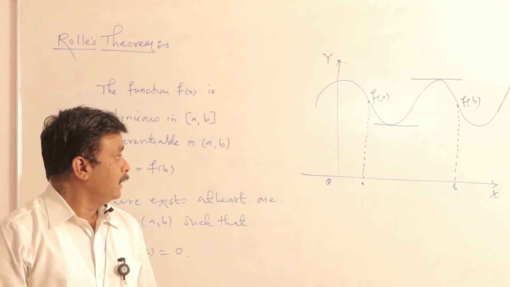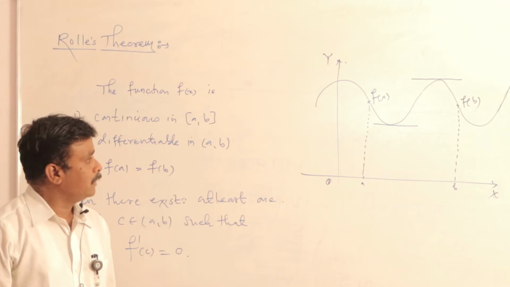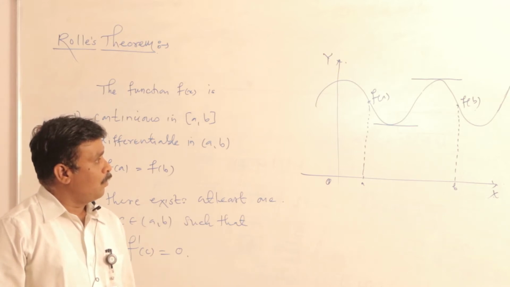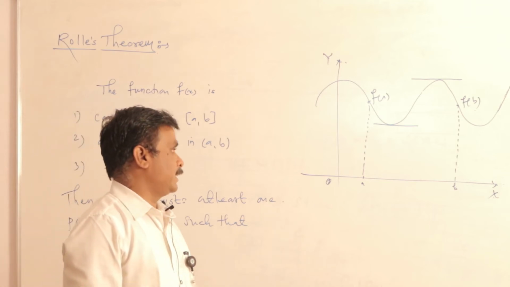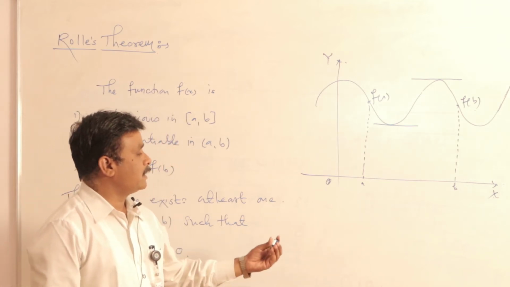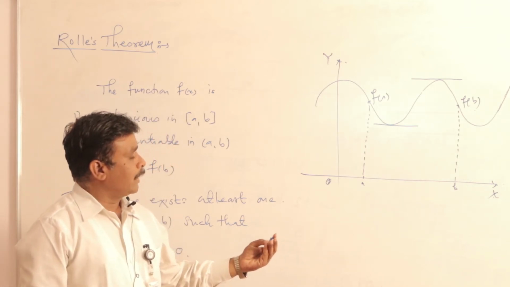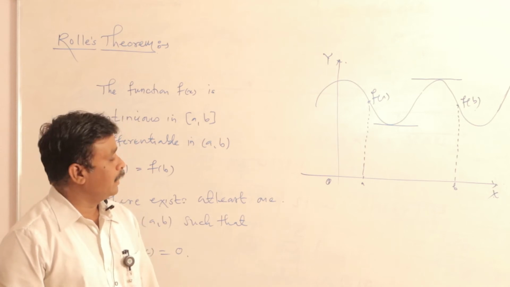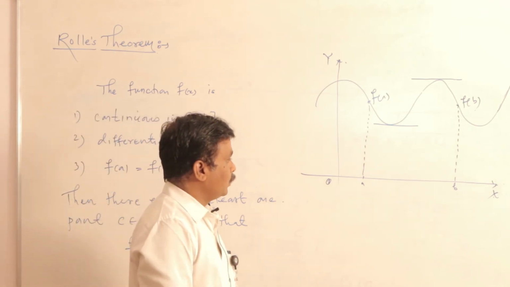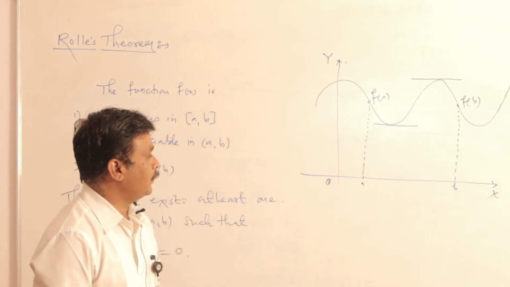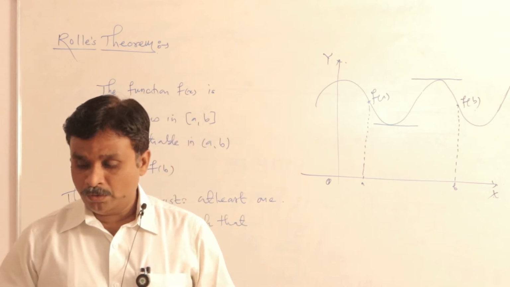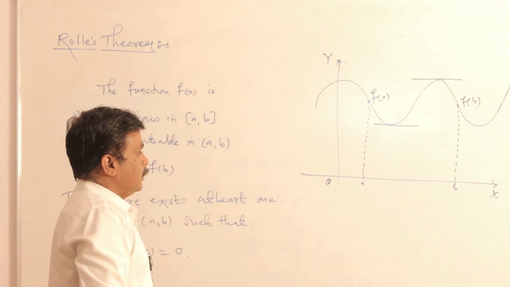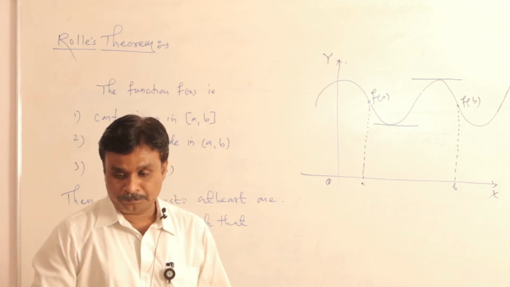So this theorem says that there will be at least one point where the tangent is parallel to the x-axis. But in this case, we are getting more than one point where the slope of the tangent is parallel to the x-axis, or the slope of the tangent is 0. So now let us go through the proof of the theorem.